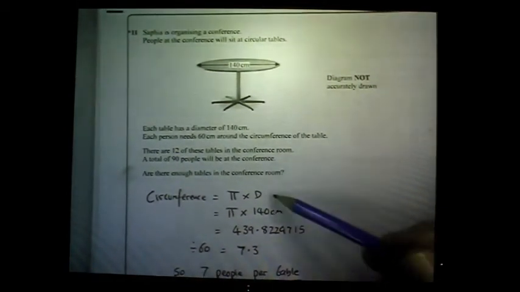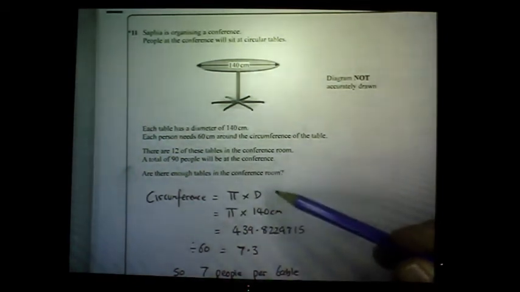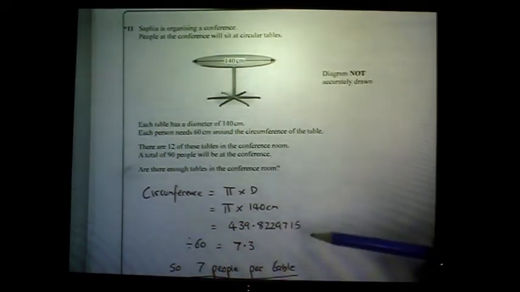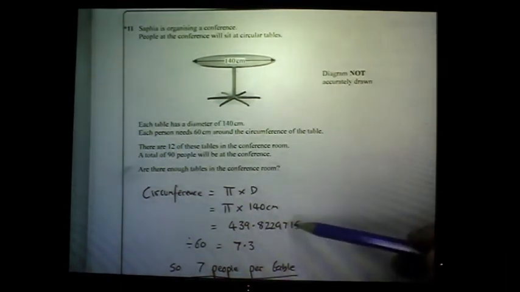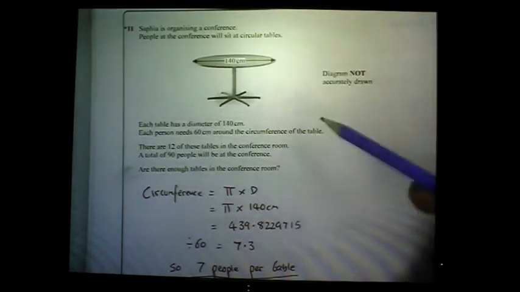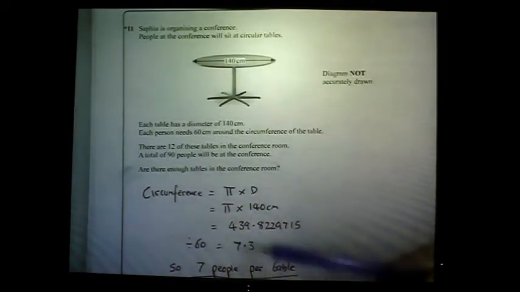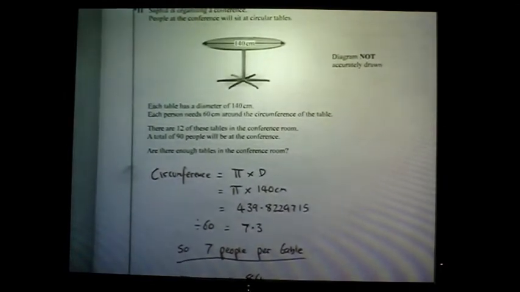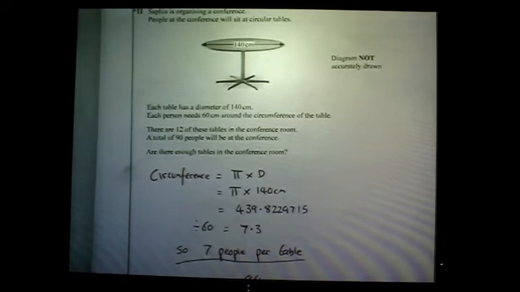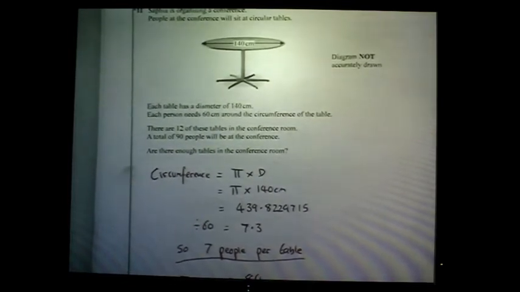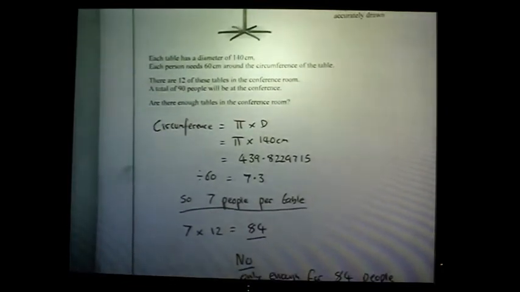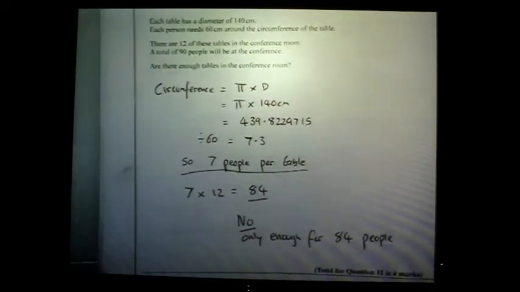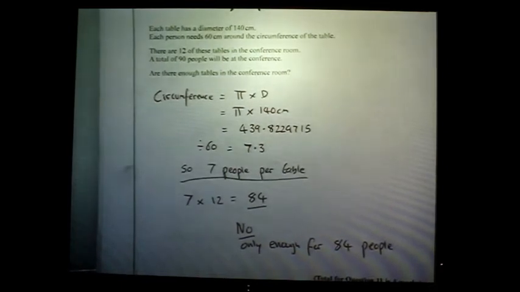Most people did this bit correctly. Circumference is pi times the diameter, so it's pi times 140, which is that. So there's that much room around the outside of the table. If each person needs 60 centimetres, I divided it by 60, so you can get 7.3 people around each table. So obviously that's 7, because you can't actually split someone into thirds. You can, but it's not a lot of fun at a conference. So you've got 7 people around each table, and 12 tables, so 7 times 12 is 84. So no, there's not enough room, there are only 84 people.